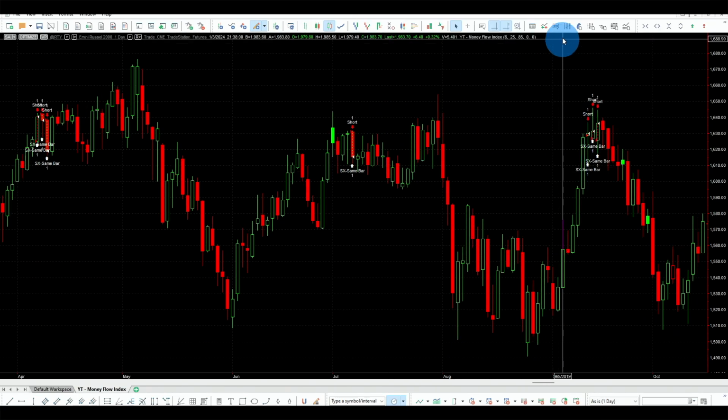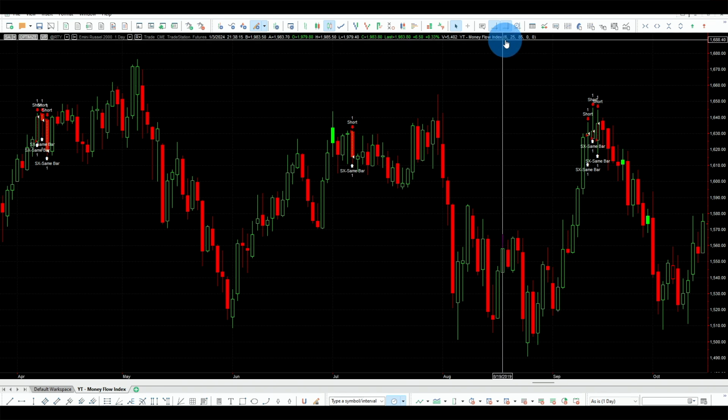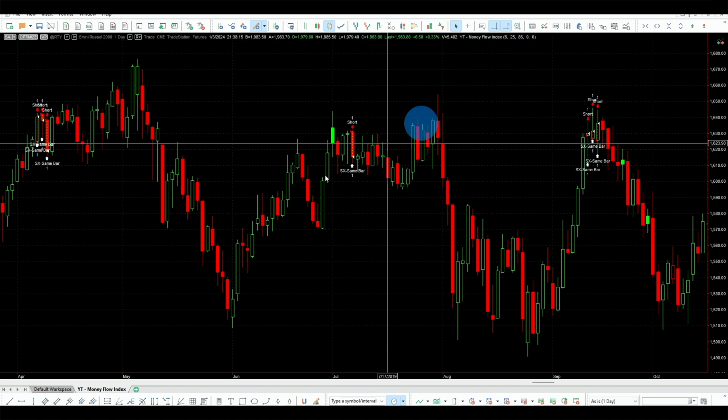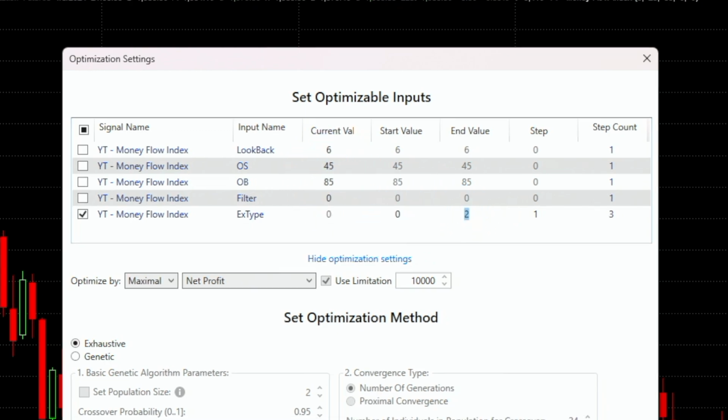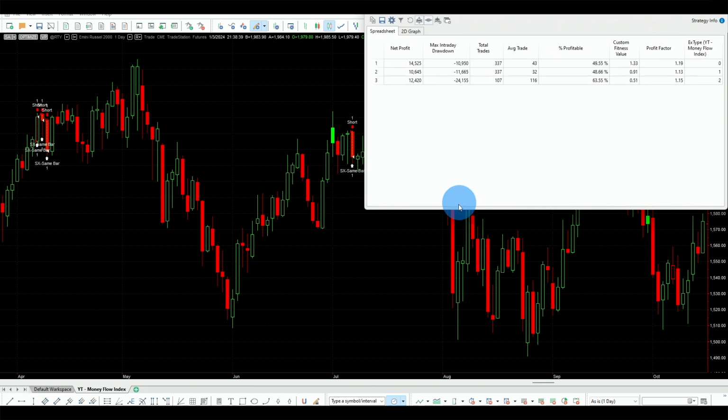Okay, so now we have a short strategy with the money flow index using 6 look back, 25 to go long, and 85 to go short, exiting the same day. So now we will introduce the exit strategy. So 0 is the same day, 1 is the next day, and 2 using the opposite signal. So let's test these and see.